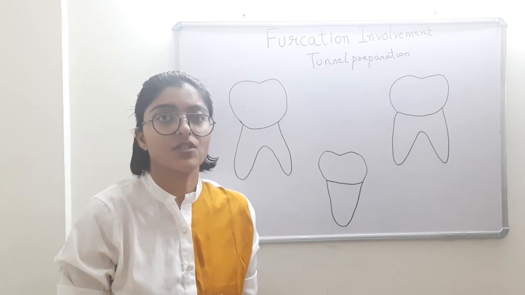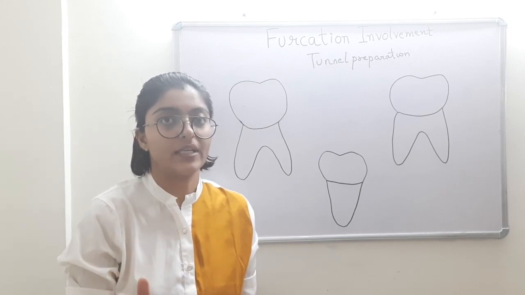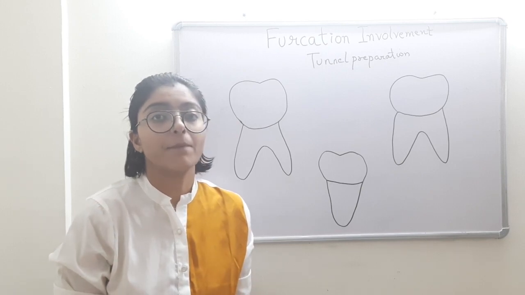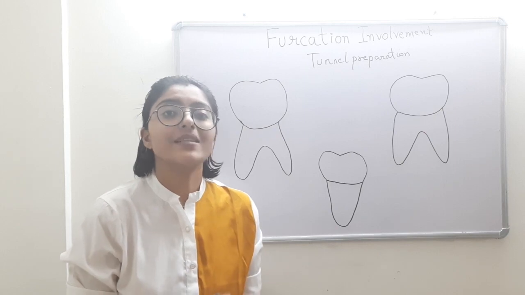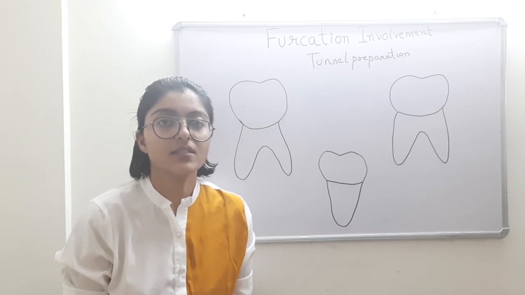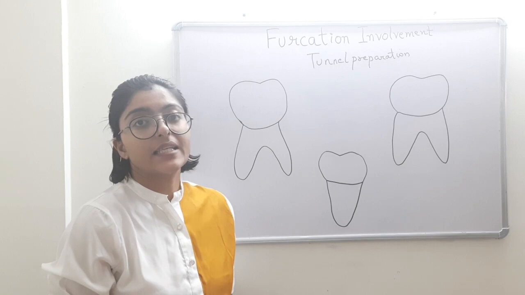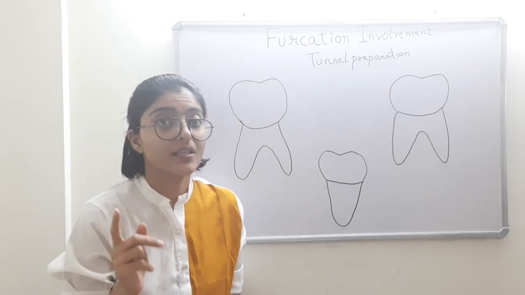the next furcation and not through and through yet, it is almost reaching or trying to become a through and through, but it is not yet through and through. So in such deep grade 2 lesions, tunnel preparation is indicated, and the second indication is grade 3 lesion.